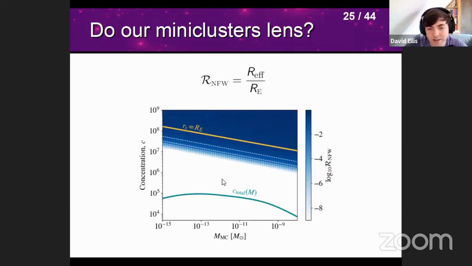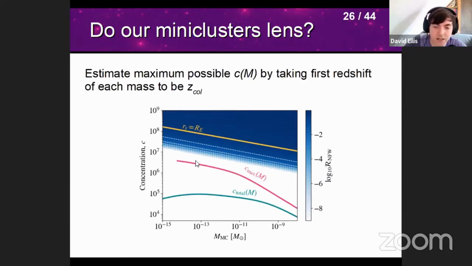What we can also do is estimate the maximum possible concentration that each mass could have. And we do that by taking a look at the data, looking at the first redshift at which an object of each mass forms. If we take that to be the collapse redshift of the object, we can therefore estimate the maximum possible concentration that an NFW profile could have for this initial density field. And this looks something like this. Okay, so we're still not intersecting with this blue region.